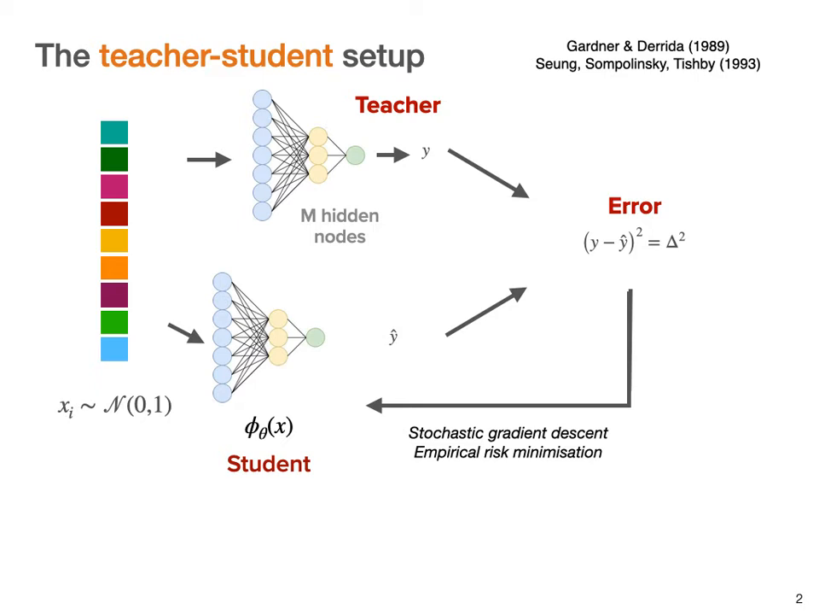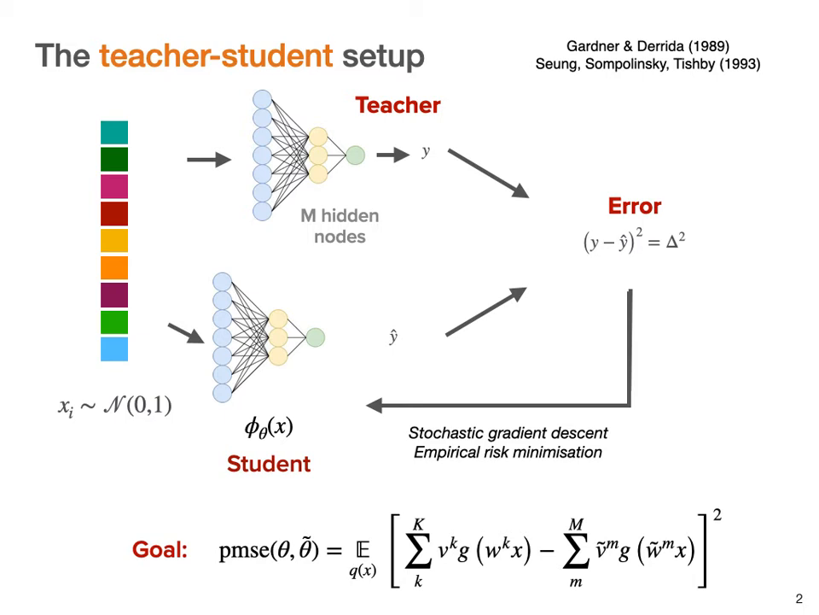One then chooses a loss, in this case the quadratic loss, and trains another two-layer network called the student, either using stochastic gradient descent or empirical risk minimization. In any case, the goal of the analysis is to track the test error of the student, or in this case, the predictive mean squared error, which is just the squared loss averaged over the full data distribution.